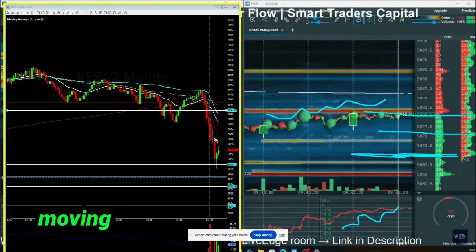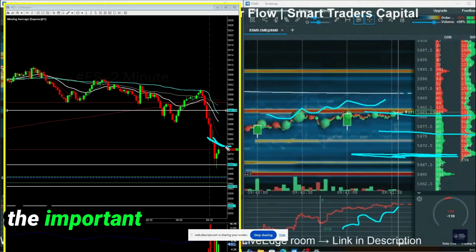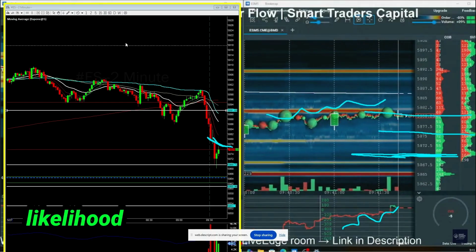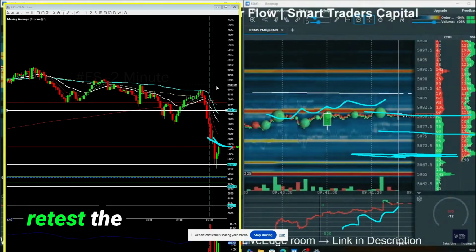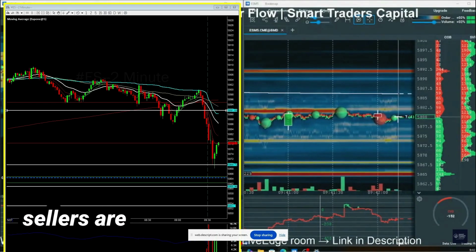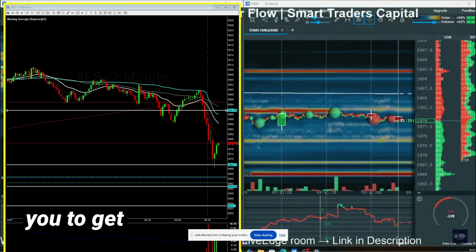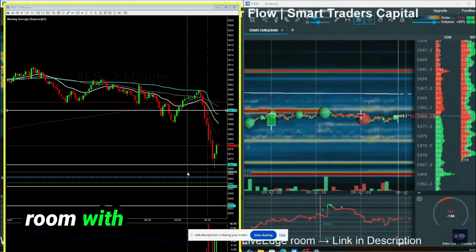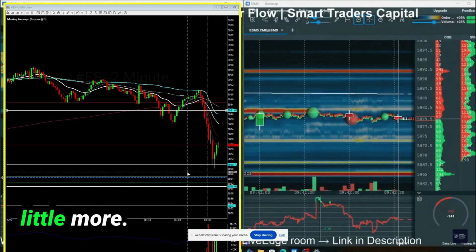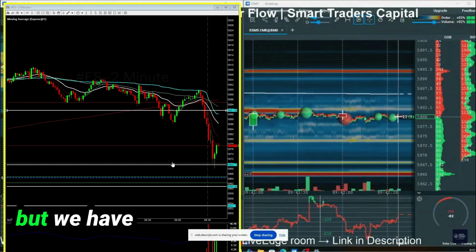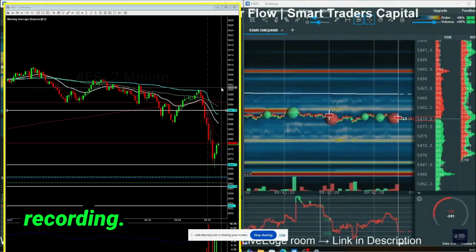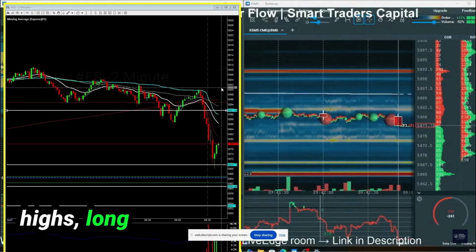I think the moving average is going to be the important resistance. If it's able to reclaim the 50 at 80, there's a chance the market goes and retests the pre-market high. So keep watching. If the buyers come in and the aggressive sellers disappear, there's a perfect chance for you to get a long trade. In our chat room, with all honesty, we did not take this trade because I was expecting a deeper pullback. But we took the over-the-highs trade, and you can go back and look at the LiveEdge Trading recording.